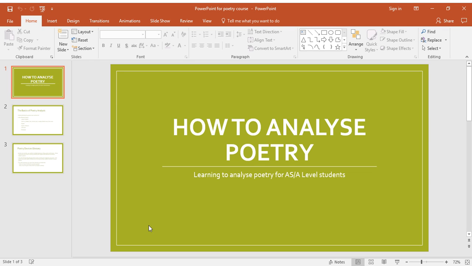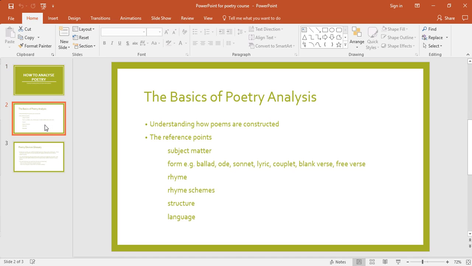So, looking at this handy checklist and thinking about the basics of poetry analysis, the first thing to look at is how the poem is constructed. And within that, there are lots and lots of points of analysis that you can look at. So, first of all, what is the subject matter? What is the poem about? And what is the meaning of the poem that the writer is trying to convey?